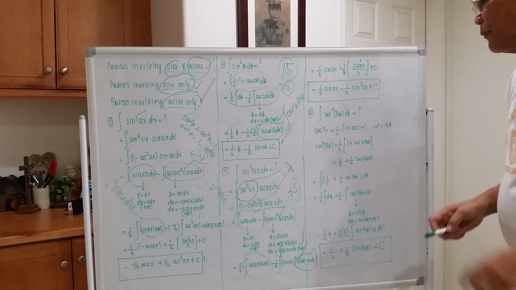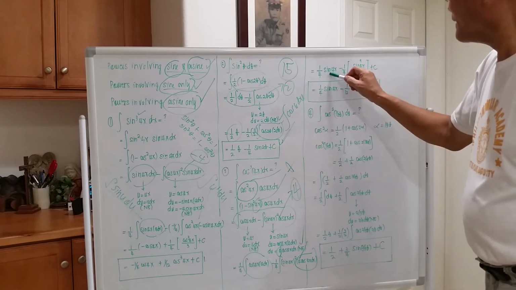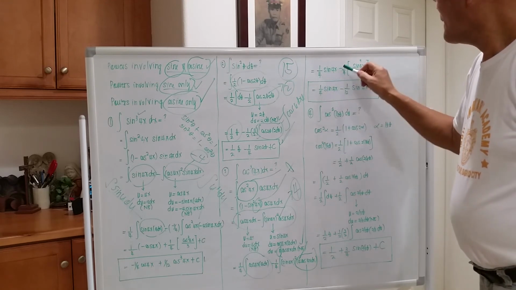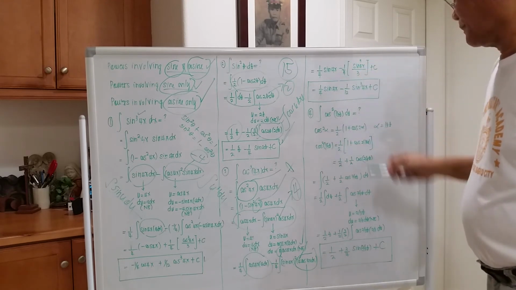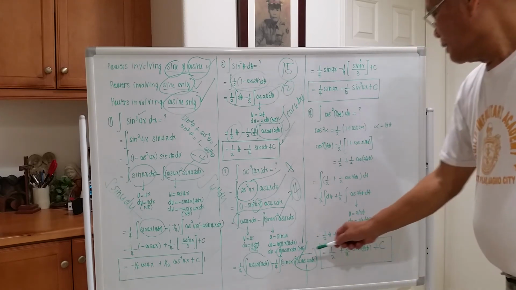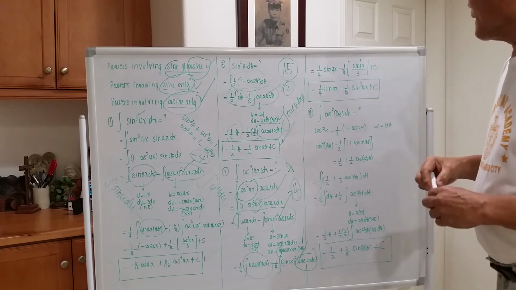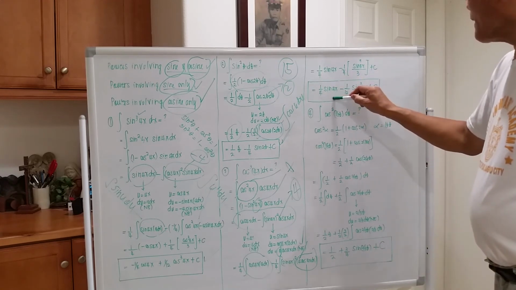Final answer. This should be 1/4. The integral of cosine is sine. Okay, 4x. Minus 1/4. Second one, this falls under the power formula. 2 plus 1 is 3 all over 3 plus 3. Final answer, 1/4 sine of 4x.